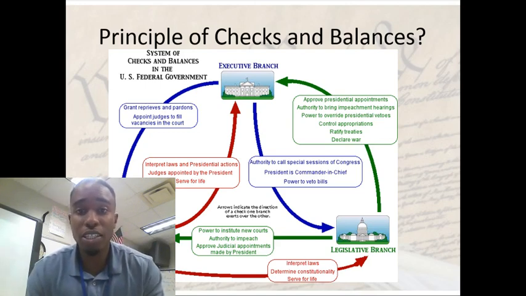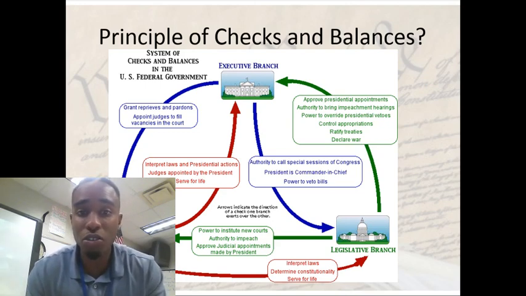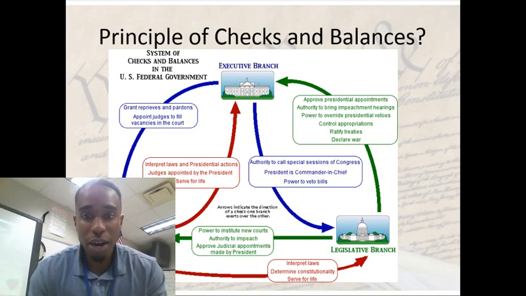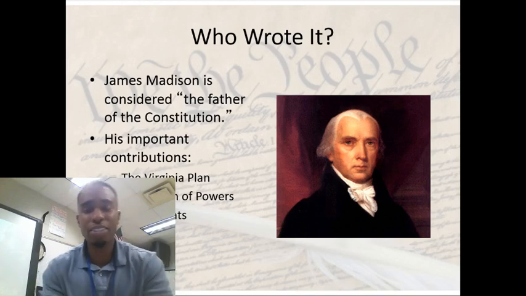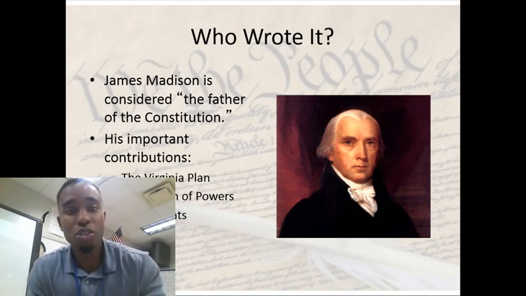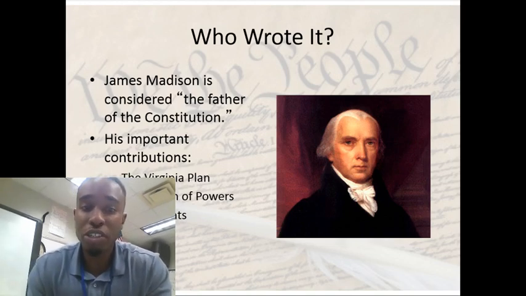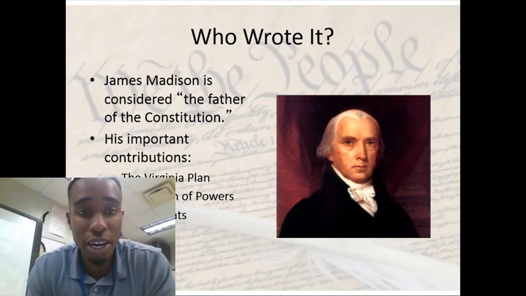Principle of checks and balances. Checks and balances is extremely important because it keeps one branch of government from becoming too powerful over the other. With that being said, it creates a balance in the government because they all share equal amounts of power. Who wrote it? James Madison is considered to be the father of the Constitution. He introduced the Virginia Plan, separation of powers, and the Bill of Rights, which is individual rights, which is also a constitutional principle.